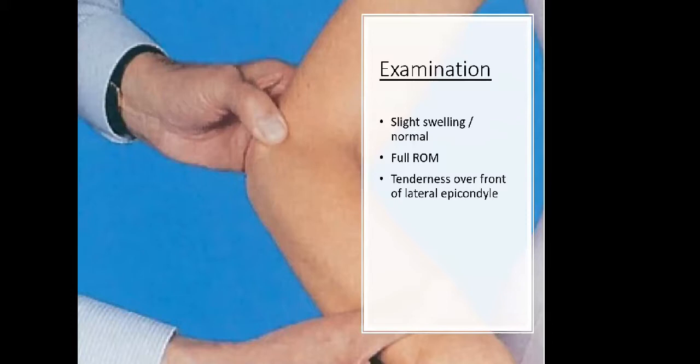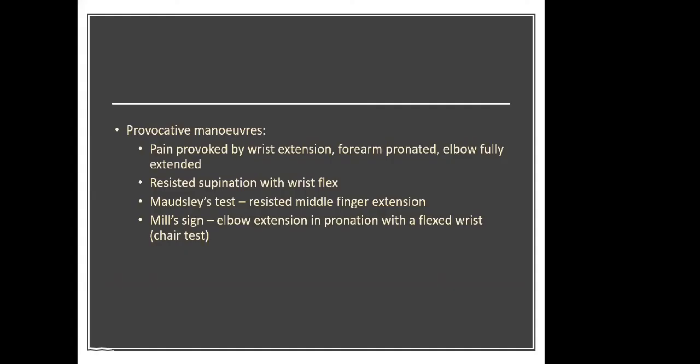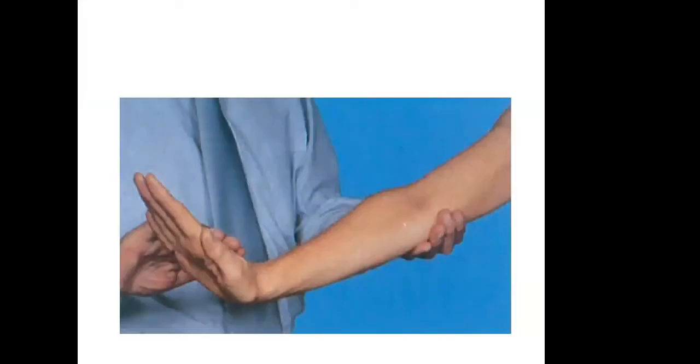So on examination, there is usually no swelling or may be mild swelling at the lateral side of the elbow. They will have full range of motion of the elbow, and also there is tenderness over the front of the lateral epicondyle, slightly below the lateral epicondyle. A test that we can do is pain provoked by wrist extension, forearm pronation, elbow fully extended, like this. When we do this maneuver, the pain will be aggravated.